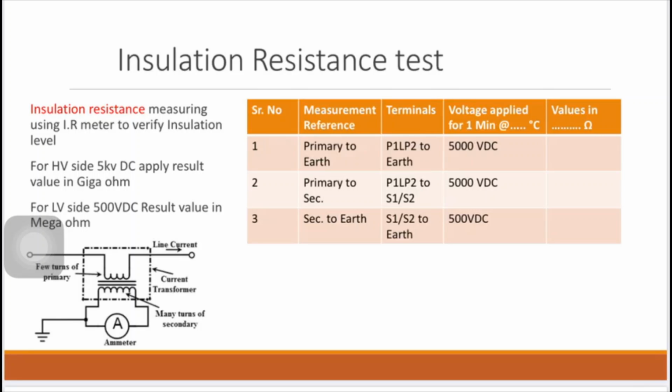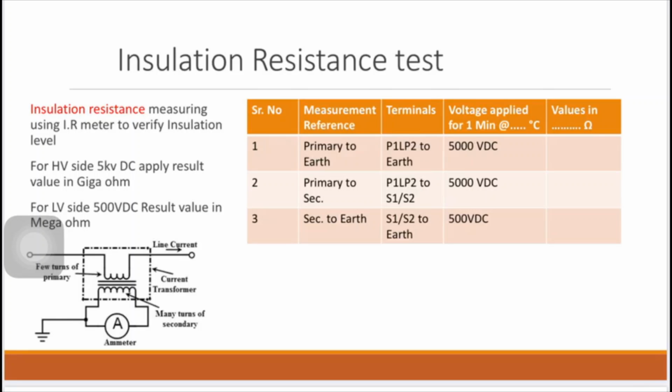Depending upon the voltage level, I consider here more than 11 kV. So when we are conducting the insulation resistance test, we have to check the insulation between primary to earth and primary to secondary. The terminal is P1 or P2 to earth. P stands for primary, S stands for secondary. 1S1 is core 1, 2S1 is core 2, 3S1 is core 3, and so on.